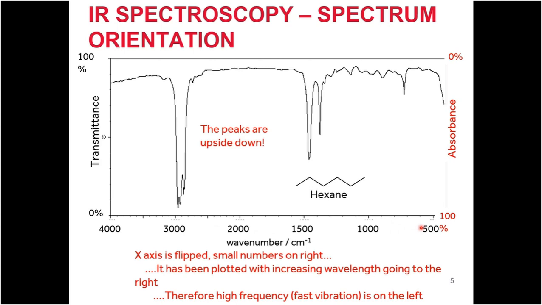For infrared spectroscopy we work in a unit called wave numbers, which is how many wavelengths you can fit into 1 centimetre. So as you move to the left of the spectrum, we can fit more wavelengths into 1 centimetre, which means that the wavelength is getting shorter. So high frequency, fast vibrations are found on the left-hand side of the spectrum, and as we go to the right, we're seeing lower frequency, slower vibrations.